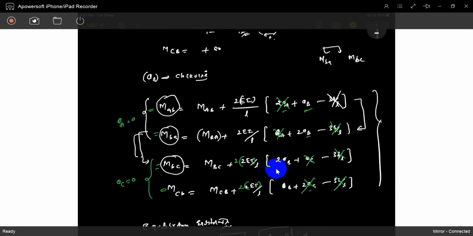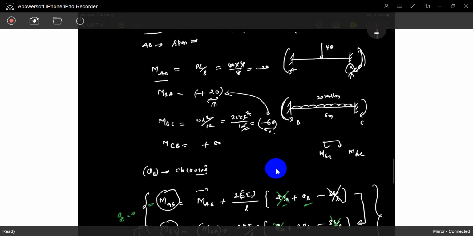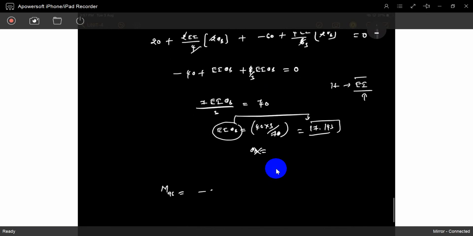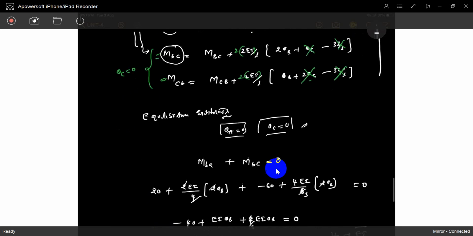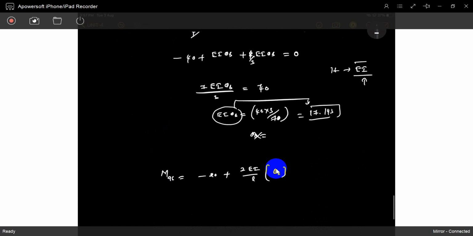MAB is what? It's minus 20. Otherwise I will write MAB is minus 20 plus 2EI by L into theta B. Understood? Theta B. Just place it. This is minus 20. 2EI theta B by L is 2 into 17.143 divided by L, which is 4. How much is it? It is minus 11.428.